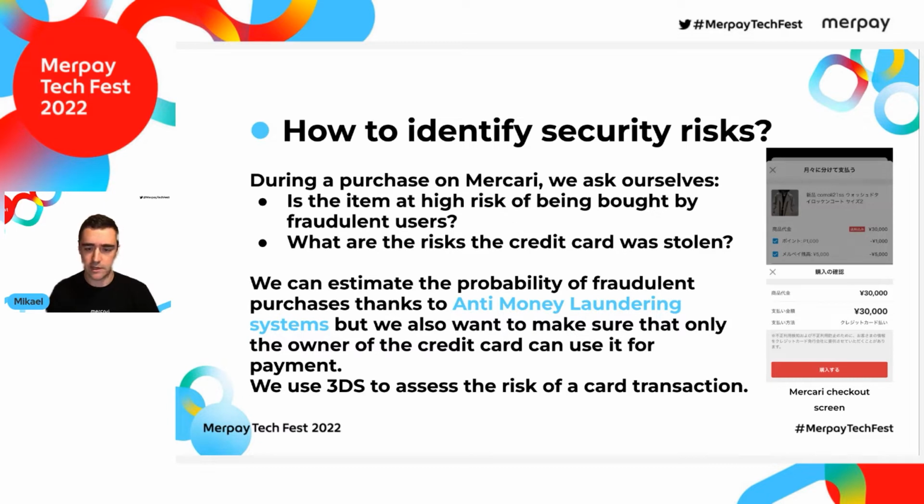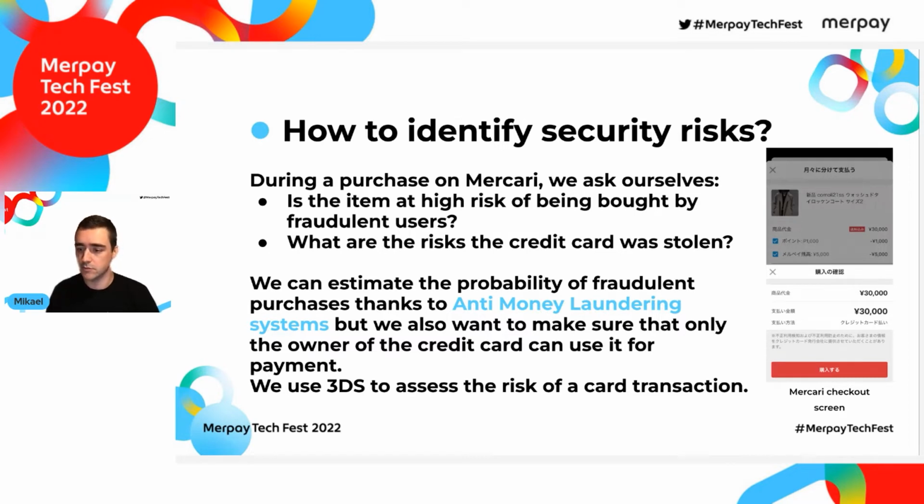We can basically estimate the probability of a fraudulent purchase thanks to what we call AML, anti-money laundering systems. But we also want to make sure that only the owner of a credit card can use it for payment. And we now use 3D Secure to assess the risk of a credit card transaction.